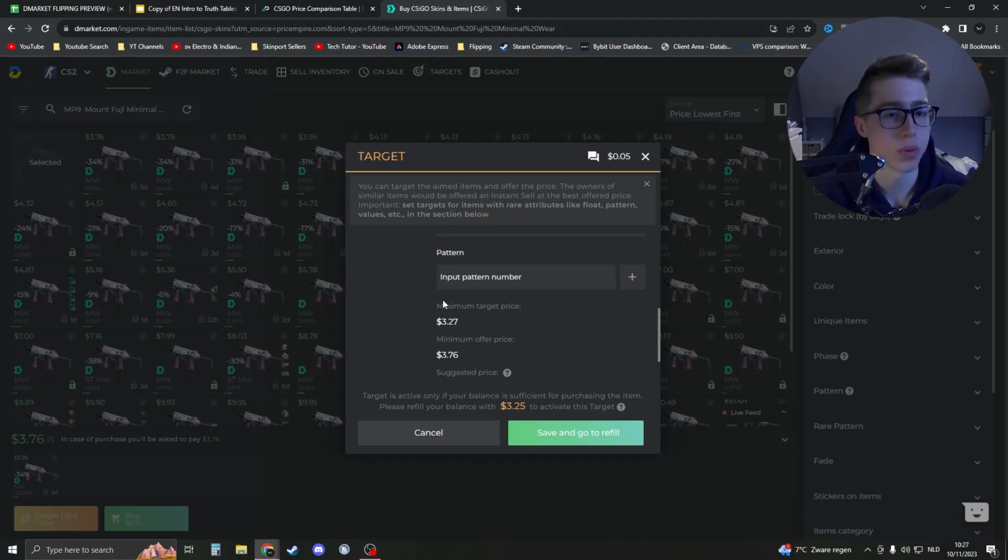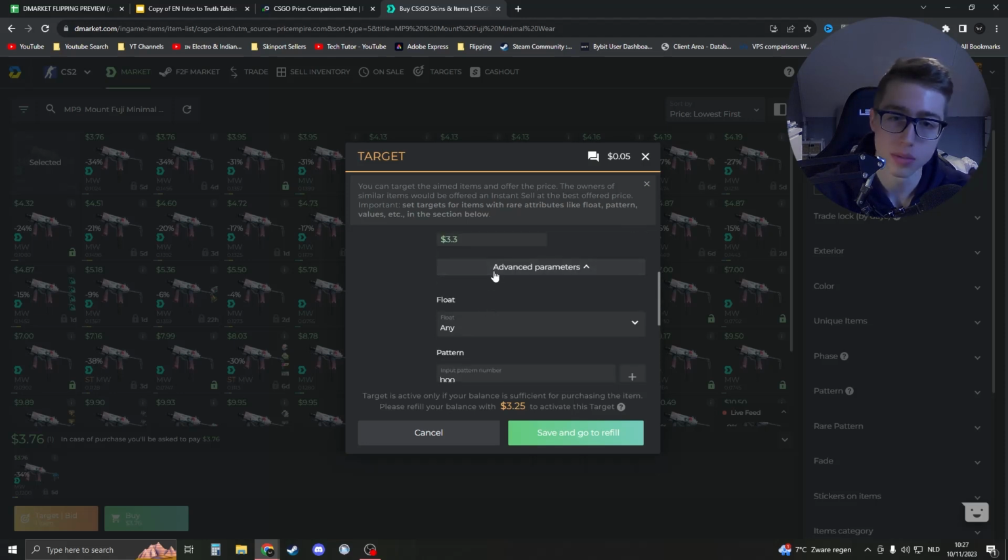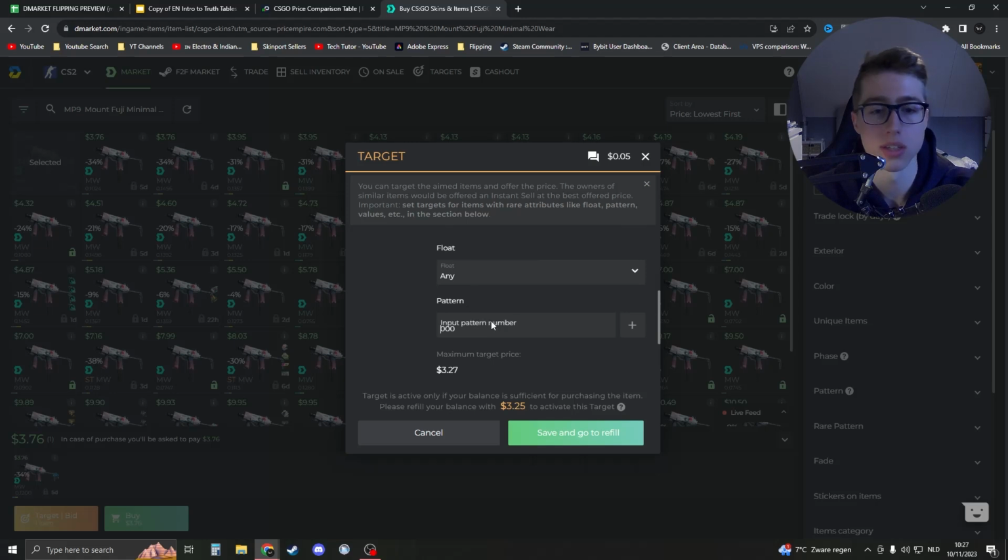Because sometimes when you click on the little eye, there's going to be a pattern. If you have this pattern, the target is only going to buy that particular pattern. And this is a mistake people make, because I made this mistake so many times. I thought, why are my targets not filling? And then it's because there's a pattern. So please make sure you don't have this pattern in the target.